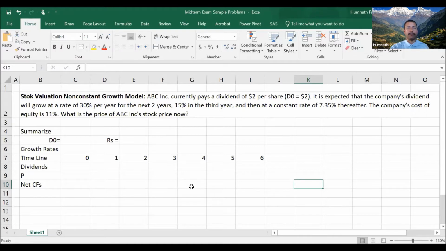Hi, in this video, I'm going to show you how to calculate stock price using the stock valuation non-constant growth model.